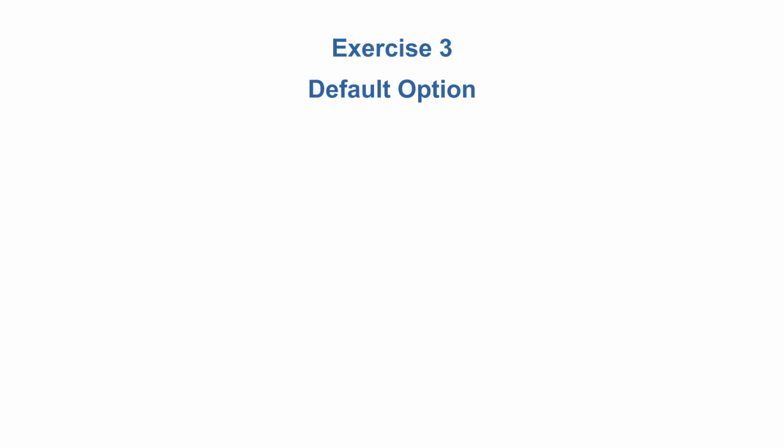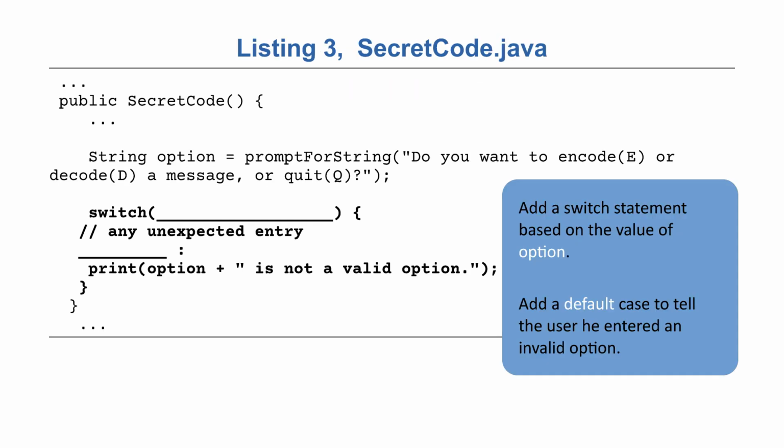Exercise 3. The default option. Add a switch statement based on the value of option. Add a default case to tell the user they entered an invalid option. Run it. What happened? Right now you have no code to accept any option. So if you enter any value, it should tell you that it was an invalid option and wait for you to enter something else.